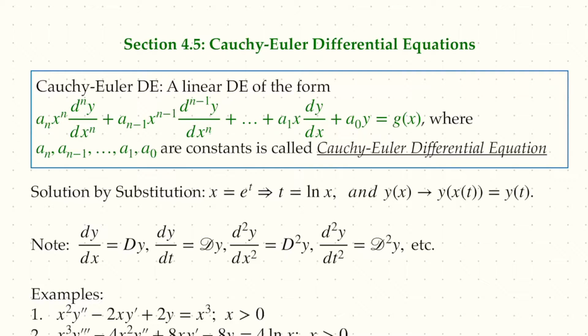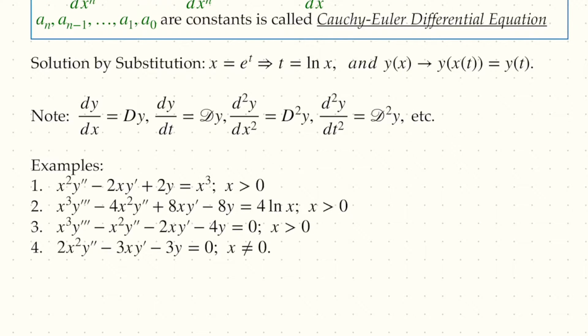So you have this x to the n, x squared y double prime, x cubed y triple prime, x times y prime, and so on would be the usual form. For example, if you take a look at example number 1, you see that x squared is the coefficient of the y double prime, x is the coefficient of the y prime, and y is by itself. And y triple prime comes with x cubed, x squared goes with y double prime, x goes with y prime, and just the constant with that.